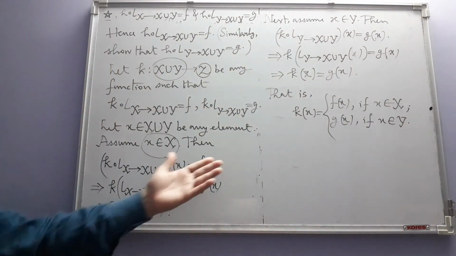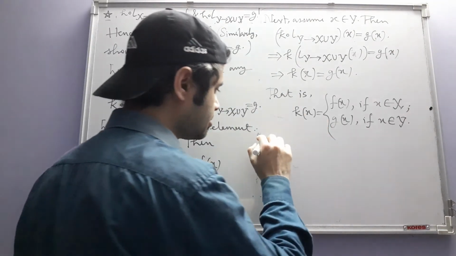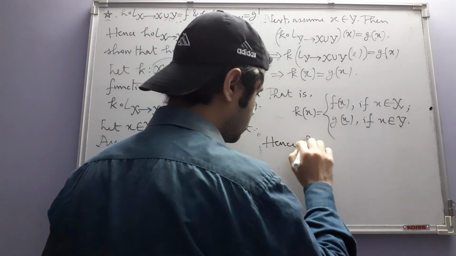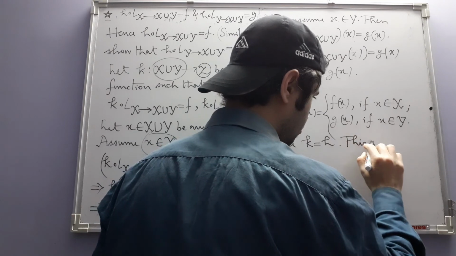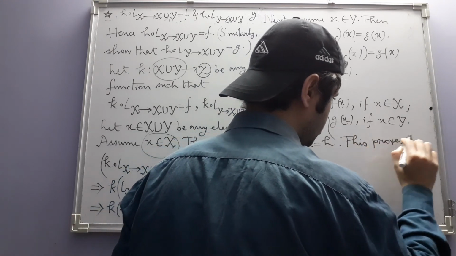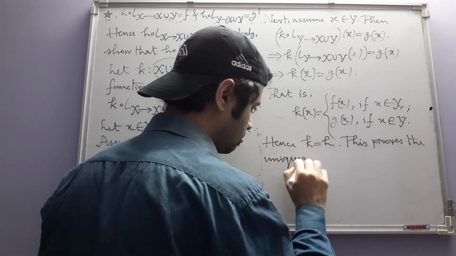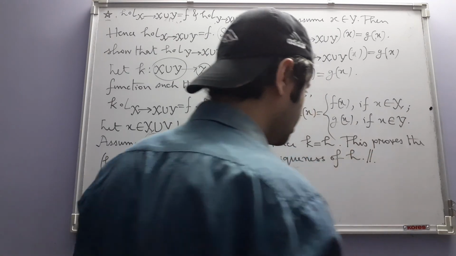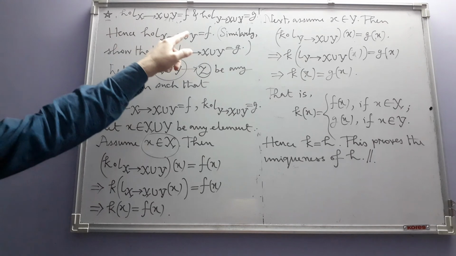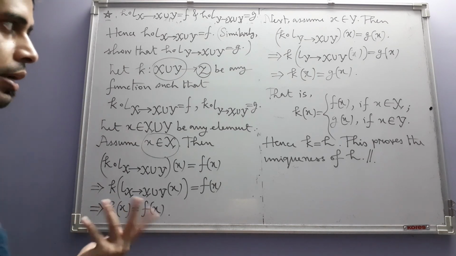And if you recall, this is nothing but the definition of the function H. Hence, K is equal to H. This proves the uniqueness of H. So, first of all, we have shown that such a function H exists, and then we have proved that this is unique. So, here the exercises to section 3.3 end.